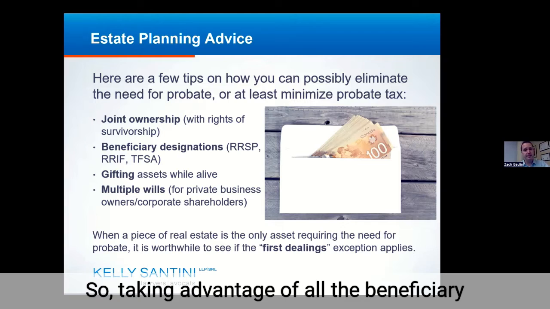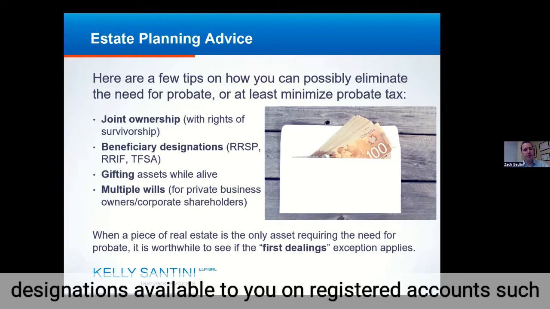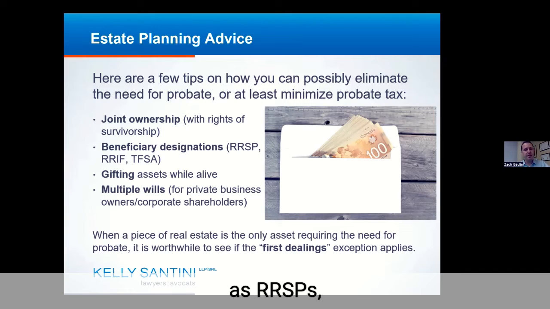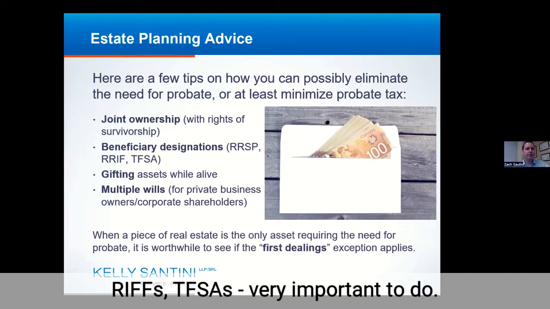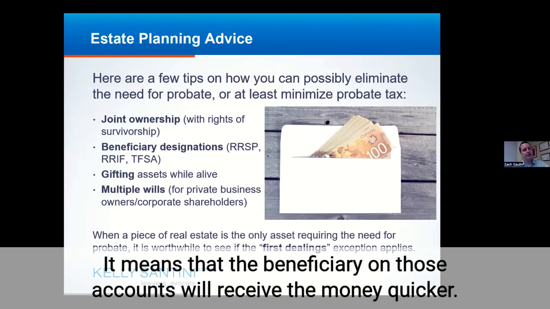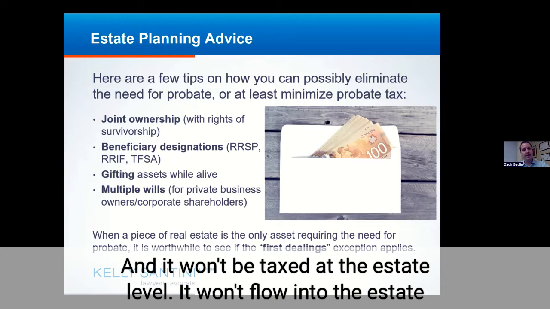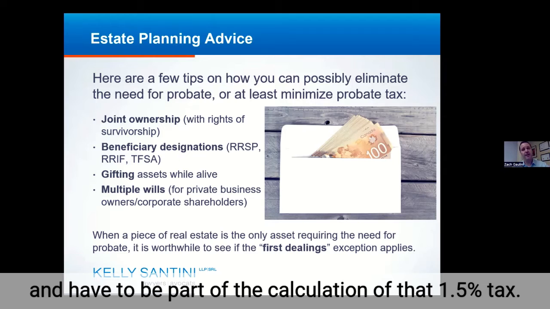Beneficiary designations. So taking advantage of all the beneficiary designations available to you on registered accounts such as RRSPs, RIFs, TFSAs, very important to do. It means that the beneficiary on those accounts will receive the money quicker and it won't be taxed at the estate level. It won't flow into the estate and have to be part of the calculation of that 1.5% tax.